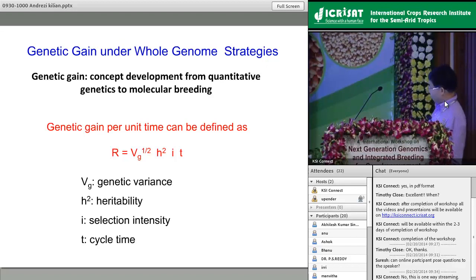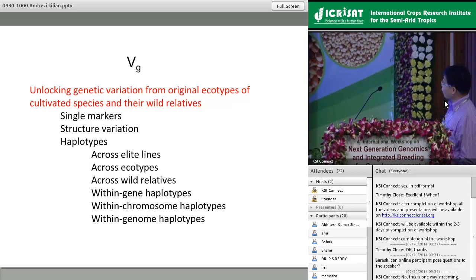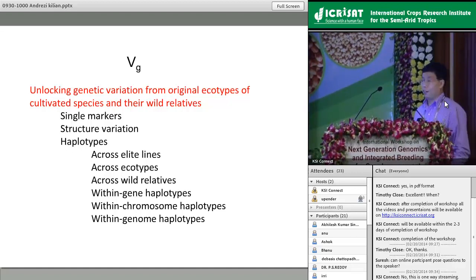For genetic variance, we are talking about how we can unlock the genetic variation from the original ecotypes and also the wild relatives. There are different strategies we can use: single markers, population structure variation, and haplotypes. These are across different lines and different genetic backgrounds, so we can define all this genetic variation.